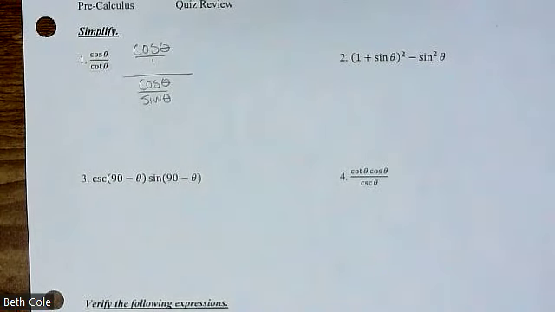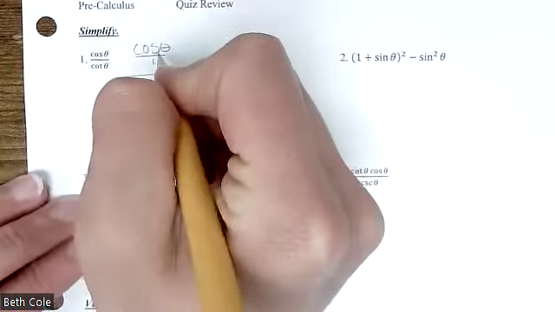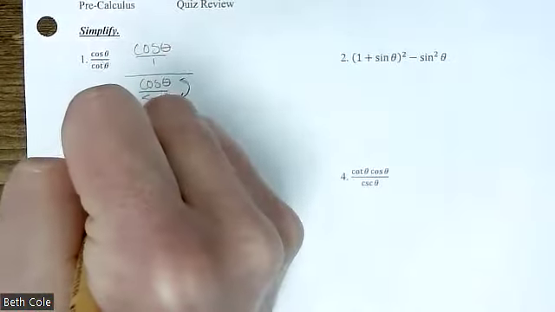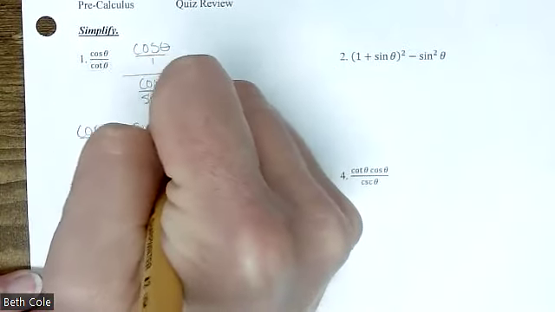Whenever you divide by a fraction, you're going to multiply by the reciprocal. All right, so it's going to be cosine of theta over 1 times, and then you're going to flip this over, sine over cosine.